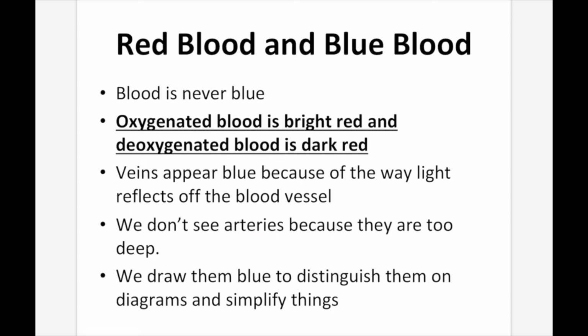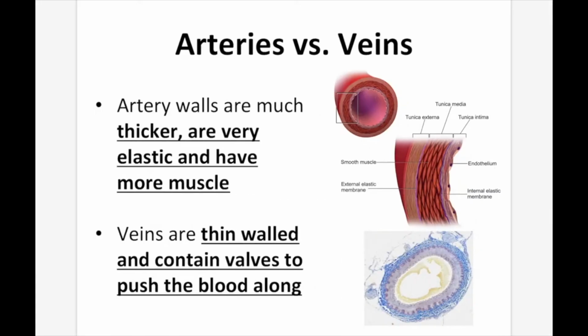Now, red versus blue blood. So you got to keep in mind that blood is never blue. Oxygenated blood is bright red, and deoxygenated blood is dark red, and that's where we kind of get the bluish tint look to it. Now, veins appear blue because of the way light reflects off the blood vessels, and we don't really see arteries because they're just too deep inside the tissues. And we draw them blue simply to distinguish them on diagrams and to simplify things.